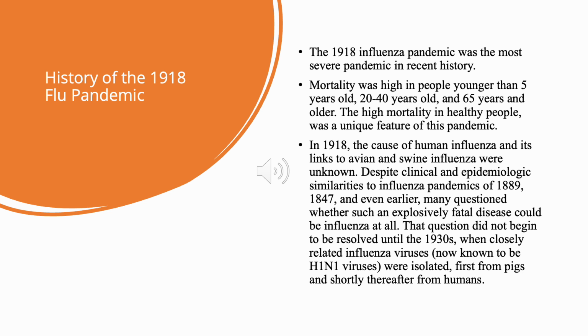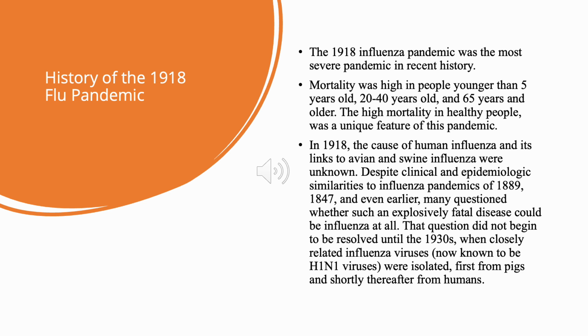History of the 1918 flu pandemic. The 1918 influenza pandemic was the most severe pandemic in recent history. Mortality was high in people younger than 5 years old, 20 to 40 years old, and 65 years and older. The high mortality in healthy people was a unique feature of this pandemic. In 1918, the cause of human influenza and its links to avian and swine influenza were unknown.